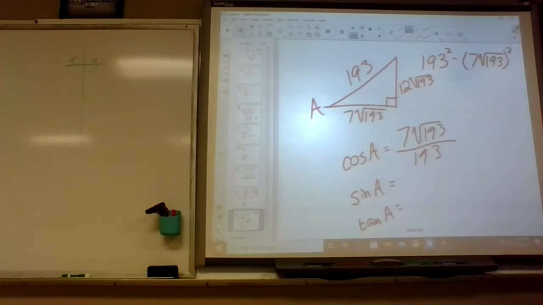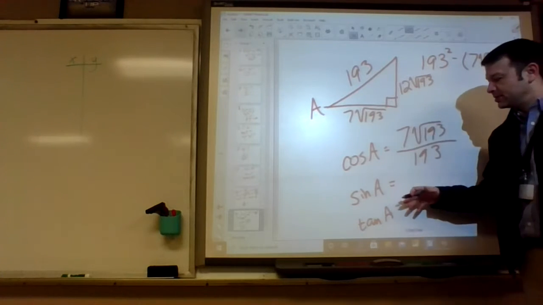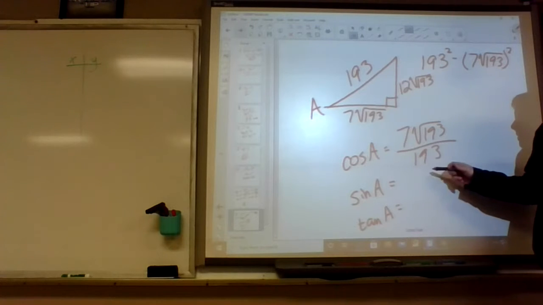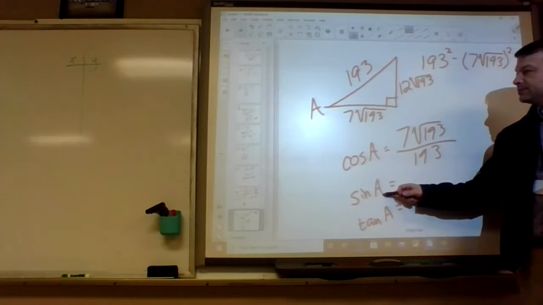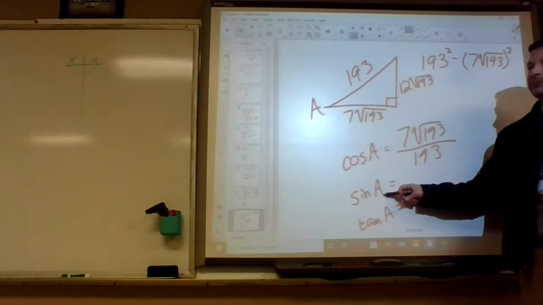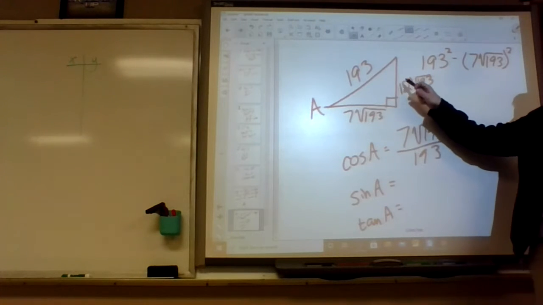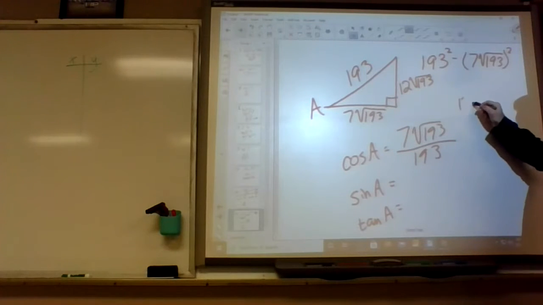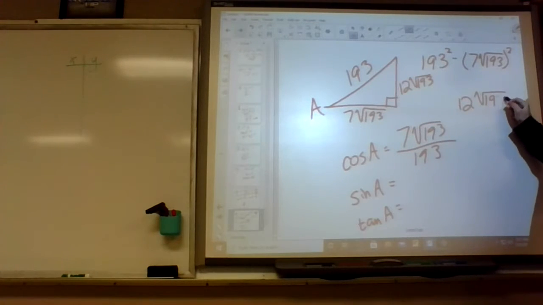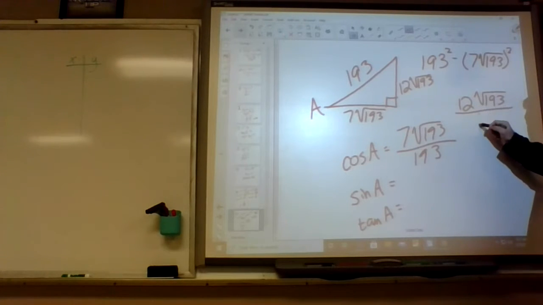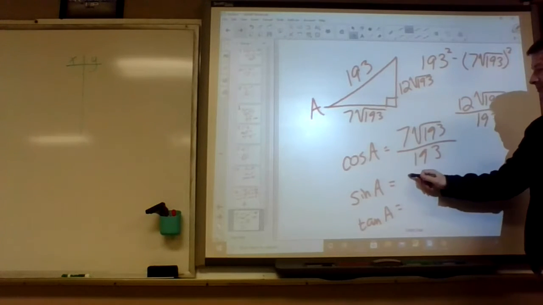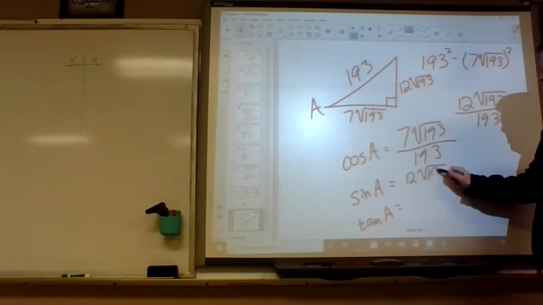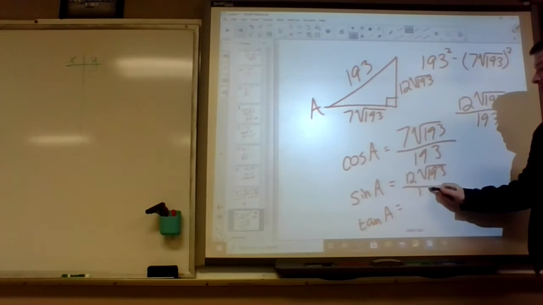This doesn't mean this is the actual length of the sides, it just means it's the ratio of the length of the sides, which is all we need anyway, so it's okay. Okay, sine of A is what over what? Sine is opposite over hypotenuse. So 12 over the square root of 193, yuck. Maybe I should have talked about it the other way. Anyway, opposite over hypotenuse.